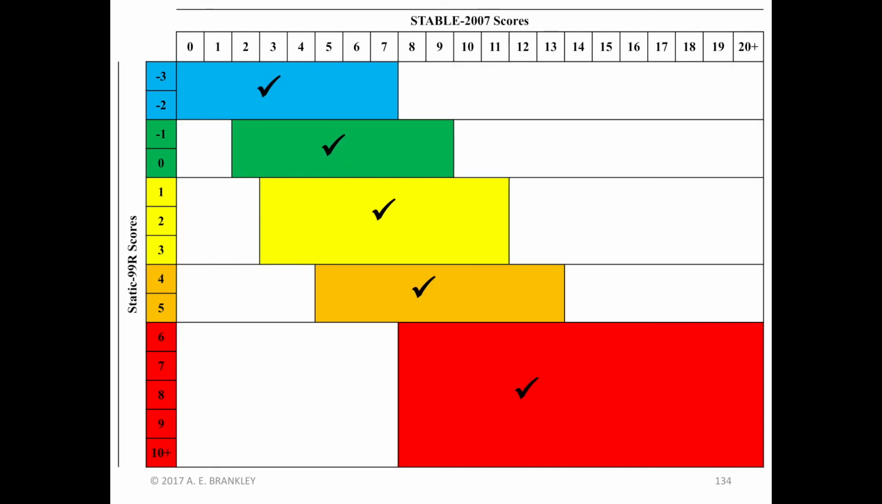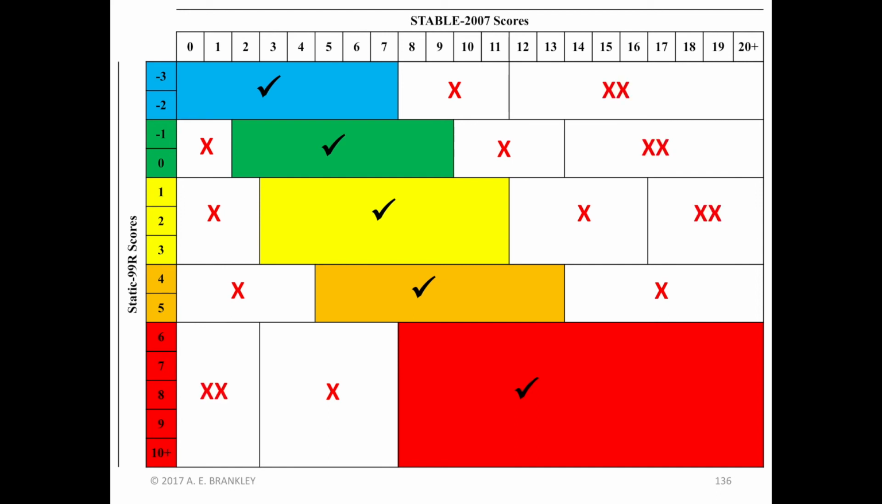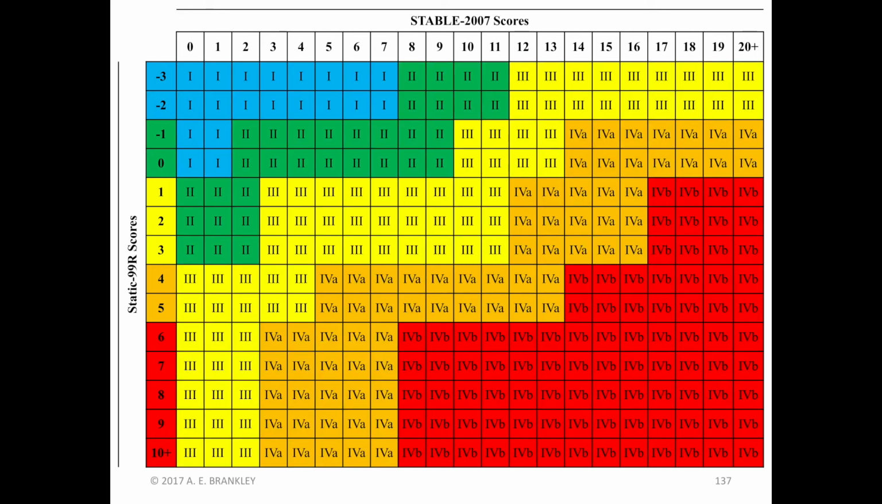This may all seem complex, but if you stop and take a step back, all I'm saying is that certain stable scores are more common at each static risk level, represented here by the check mark boxes. Some scores are a bit unexpected, represented here by the red X's, and some scores are quite unexpected, represented here by the double X's. This table is the one in your workbook, which illustrates the combination rules. It may seem overwhelming at first, but I promise you will find it easy to use eventually.